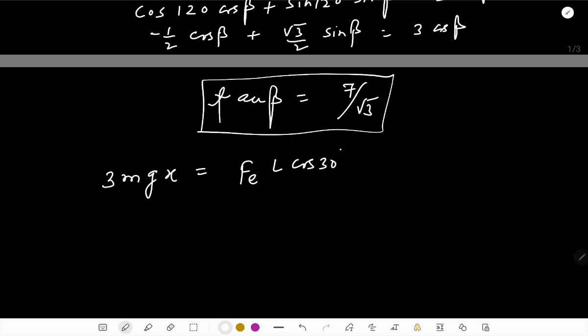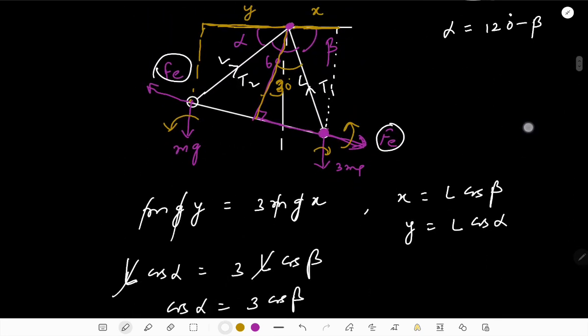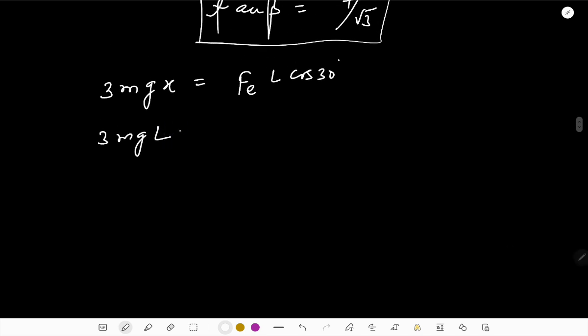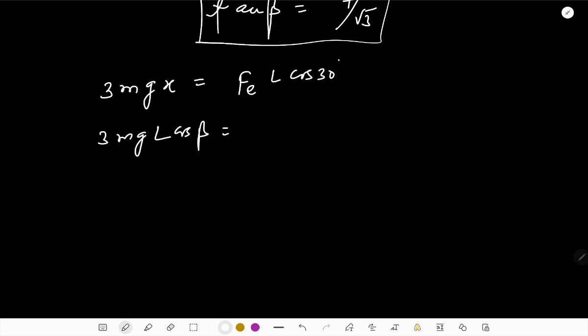And this x is L cos beta. Yeah, x is L cos beta. So I'm going to write down here 3mg L cos beta equals Fe, which is still kq square by L square, multiplied by L cos 30 degrees, which is root 3 by 2.